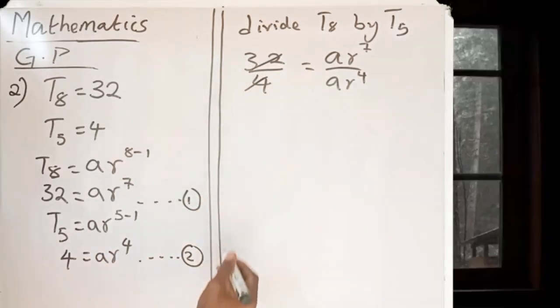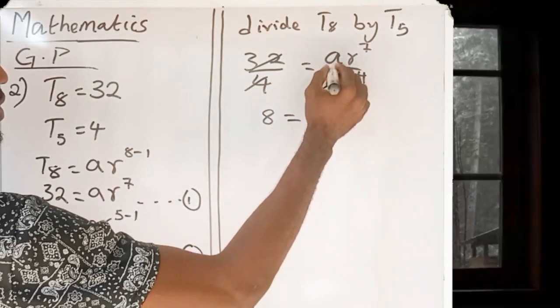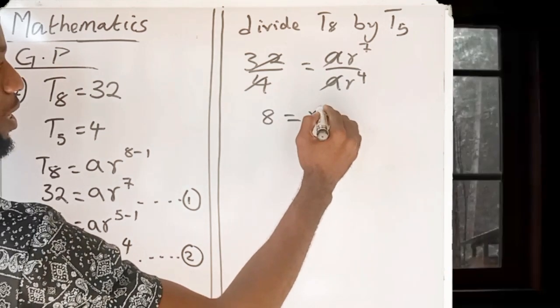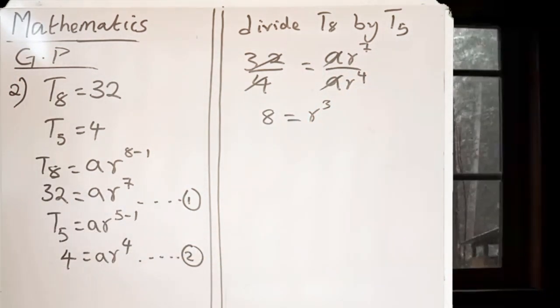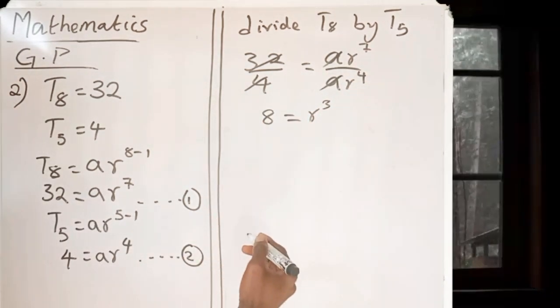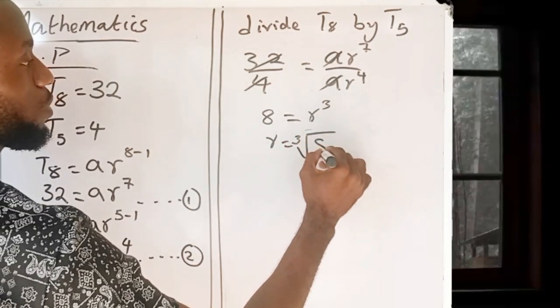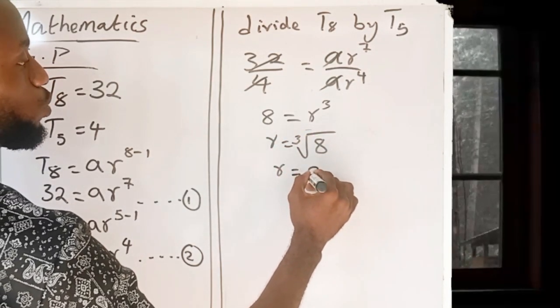When this goes, 8 equals, the first terms cancel out, while according to indices this becomes R raised to the power of 3, 7 minus 4. When you take cube root of both sides, your R becomes the cube root of 8, so R is equal to 2.